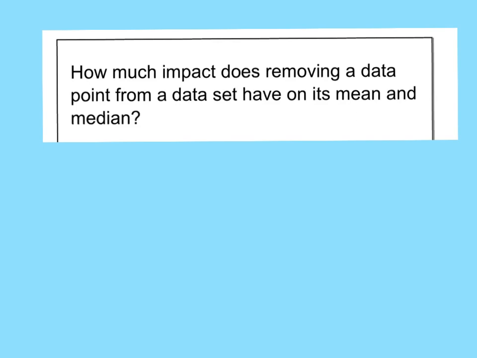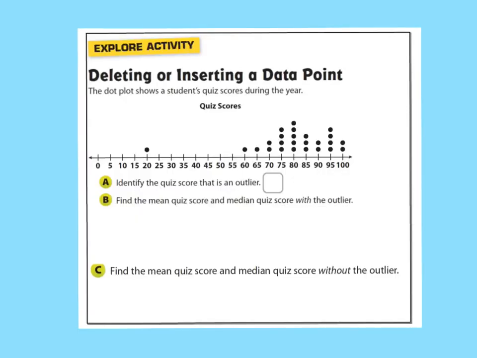If the data value is not an outlier, the value will have minimal impact on both the mean and the median. So if it's an outlier, it's going to have a pretty great impact on both the mean, the average, and the median, the middle number. If it's not an outlier, it will have minimal impact on that. All right, so we're going to look at that.